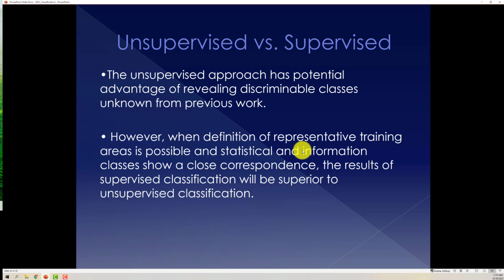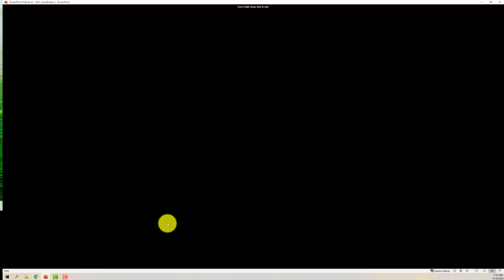However, when definition of representative training area is possible and statistical and information classes show a close correspondence, the result of unsupervised classification will be superior to supervised.